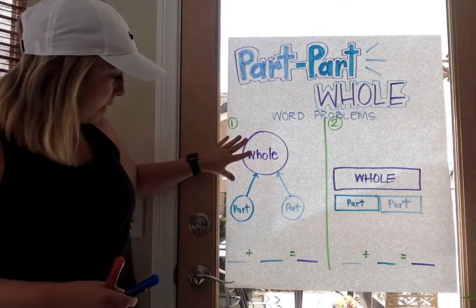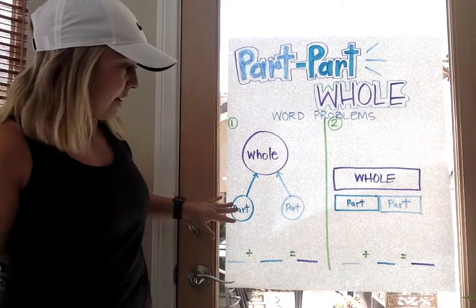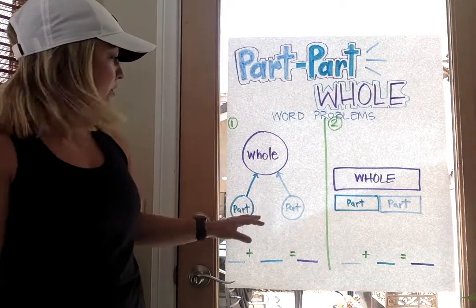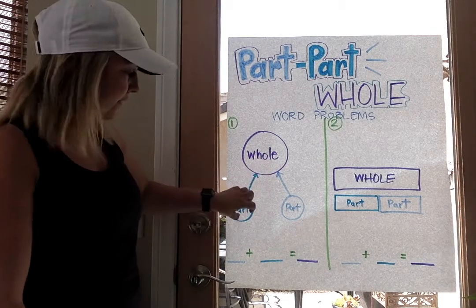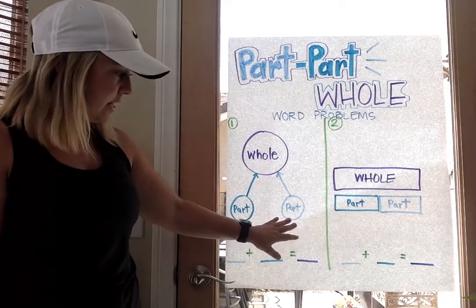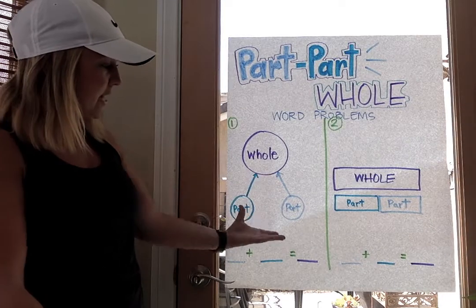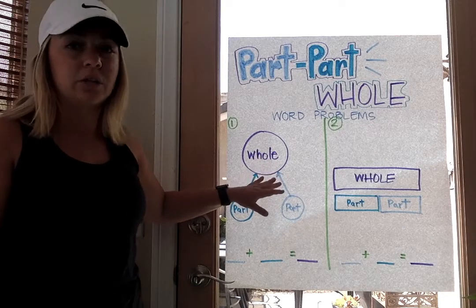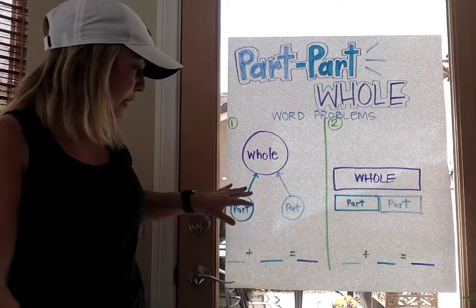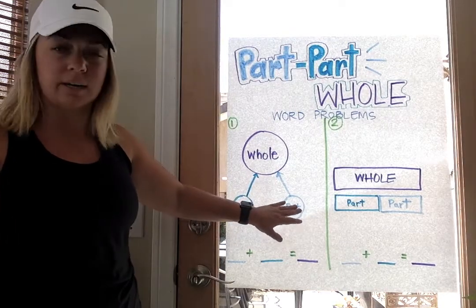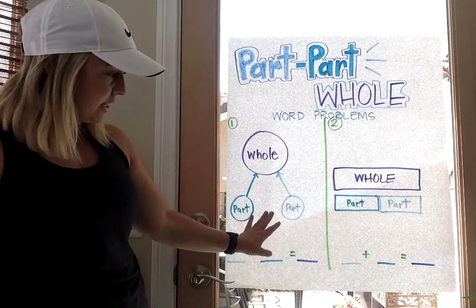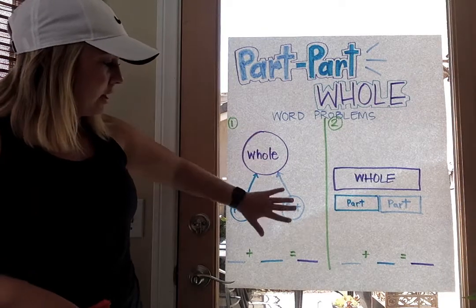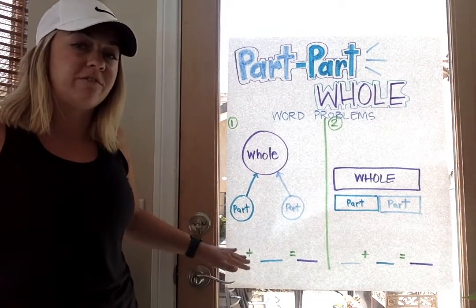The first one is our dot graph. We have a part here, and it goes up to our whole. So we have a little bit right here, a little bit right here, and it goes up, and we combine them together, and we get our whole. If we have two different parts given in a word problem, we put the first part here, the second part here, and then we combine them together to get to our whole. I'm going to pause right here and give you an example.